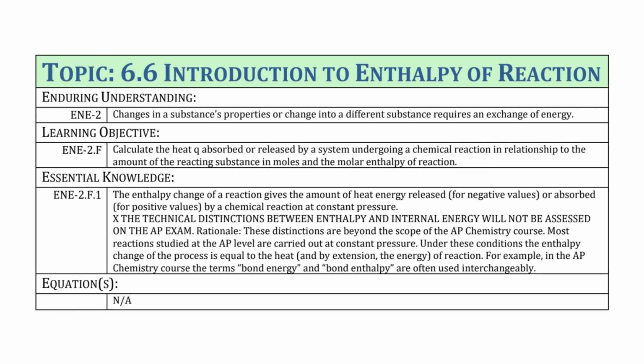So for all of our topics so far, 6.4, 6.5, and 6.6, we're still looking at the heat absorbed or released by a system. But now we're going to actually use a balanced reaction, and we're going to see how we can incorporate delta H into these reactions, okay?